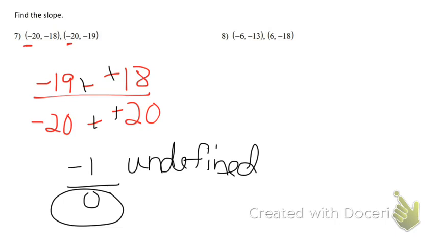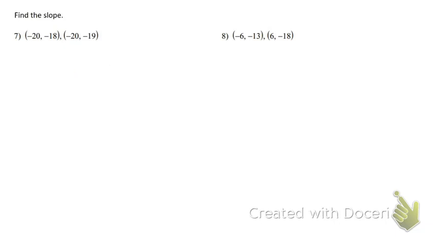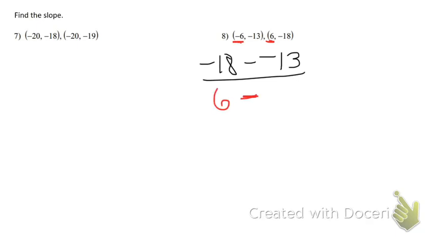All right, the last one, just for more practice. I really don't think you need another example, but maybe it's helping you to see the signs. So let me do this last one. Subtract the y's, negative 18 minus negative 13. Those were my y's. Now subtract my x's, 6 minus negative 6. And make sure you always write 6 minus, draw that minus, negative 6.